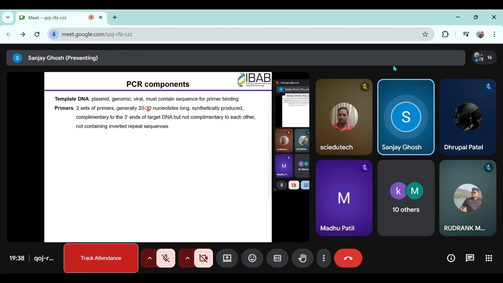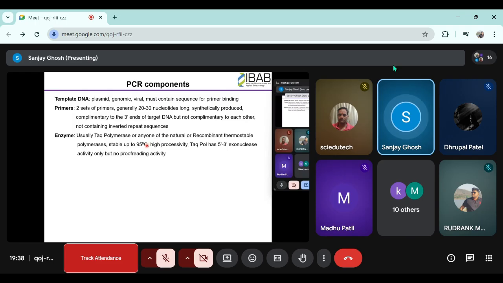So the idea is that you make the small oligonucleotides, and then they should be complementary to the 3' ends of the target DNA. But these primers should not be complementary to each other. And I just want you all to remember there is something called identical and complementary in DNA. Complementary means that the base sequence is just the matching pair. Identical means same as the template, right? So PCR will have primers which are complementary. They are not identical to the template, right? And they should not contain inverted sequences.